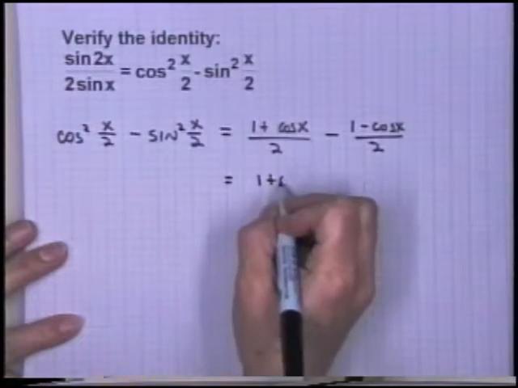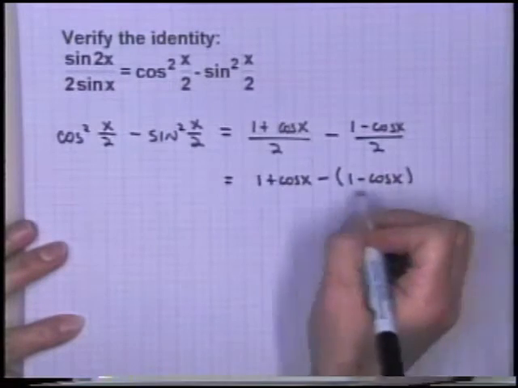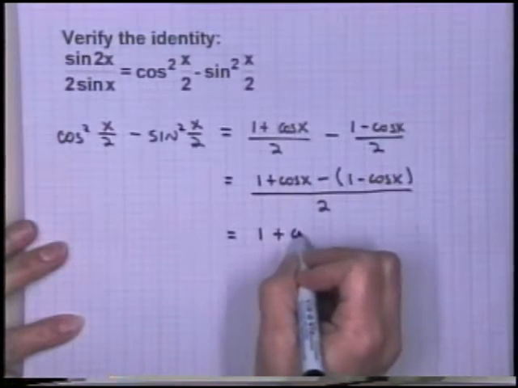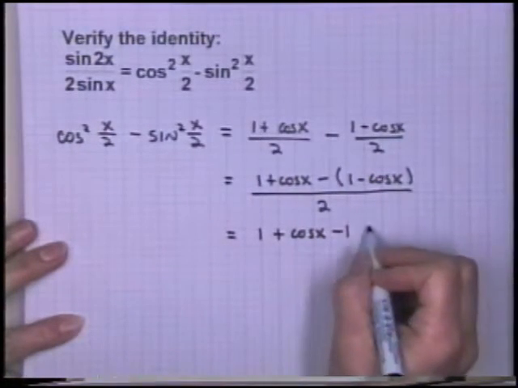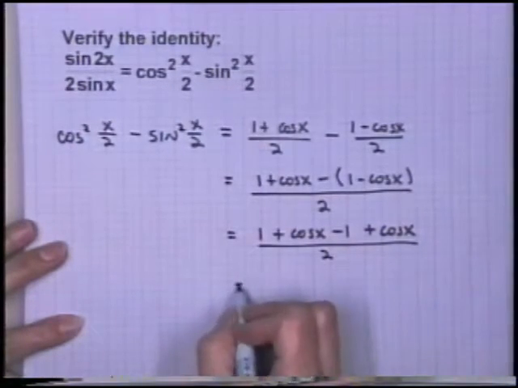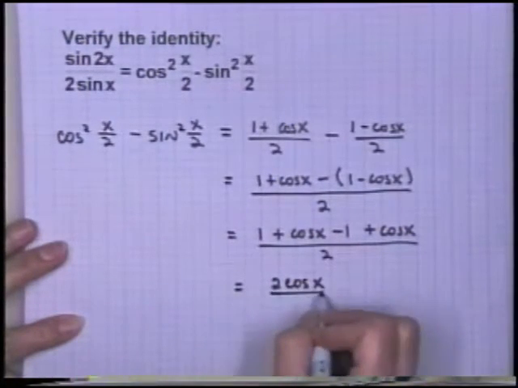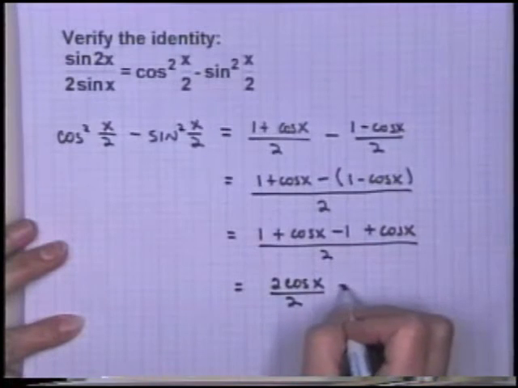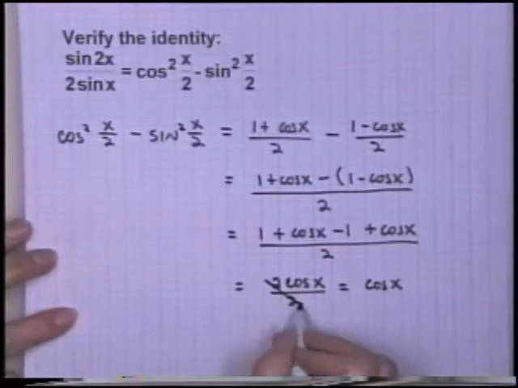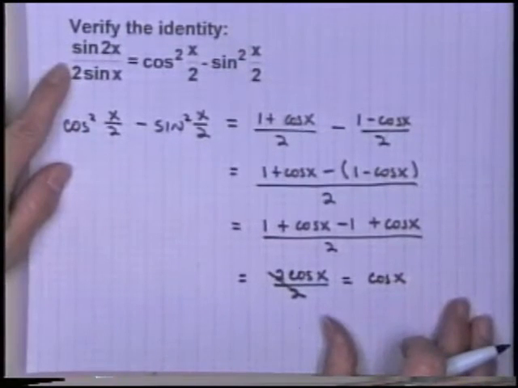Okay, we have a common denominator here. So 1 plus cosine x, subtract the quantity 1 minus cosine x, will all be divided by 2. Remove our parentheses, 1 plus cosine x minus 1 plus cosine x is all divided by 2. 1 minus 1 is 0. Cosine x plus cosine x is 2 cosine x. Well, 2 cosine x over 2, I can divide by 2 and get cosine x, right? Okay? Now, that doesn't look like this, does it?